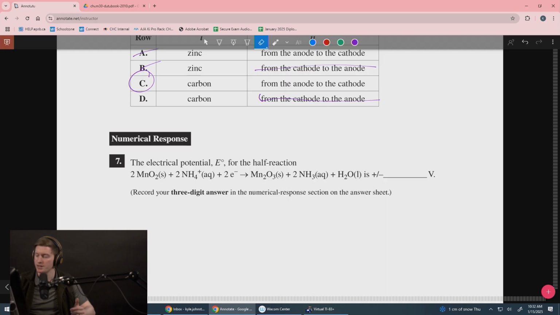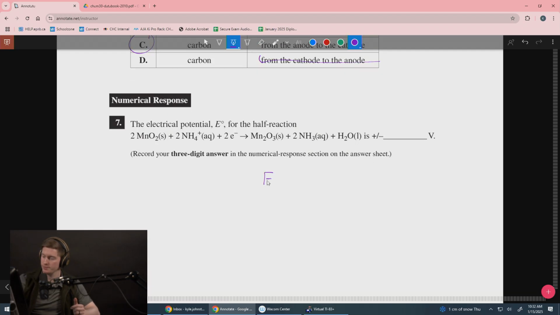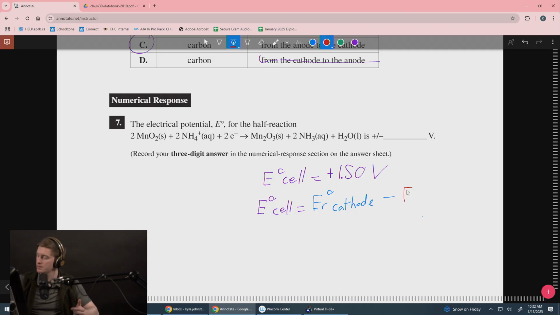The electrical potential E for this half reaction is what? Okay, well, we know that the overall cell potential is positive 1.50 volts. And the way that you would find this normally is you would take the reduction cell potential for the reduction half reactions of the cathode, and you would subtract the reduction cell potential for the anode to figure out what the net cell is. What we're looking for is this half reaction.